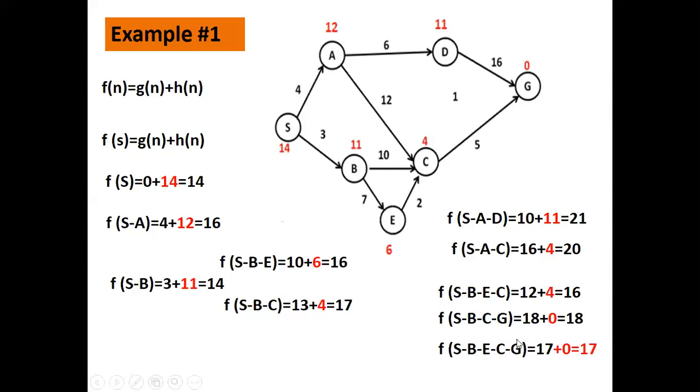So this is where we have got the minimum cost to reach from the source state to the goal state. So 17 is the minimum cost you have attained using the A star algorithm. I hope it is clear.